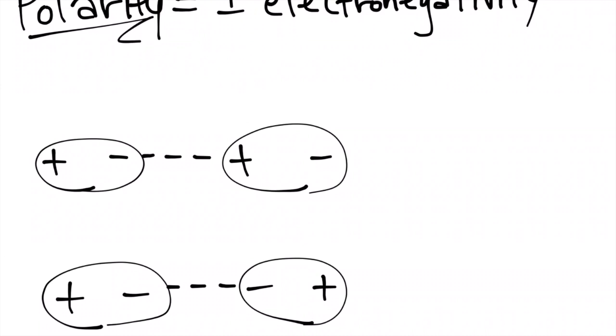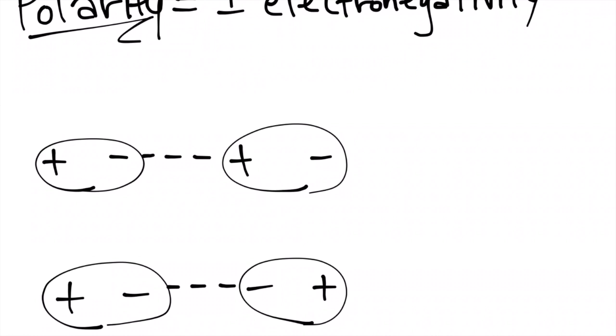Welcome. In this video, we'll be talking about the polarity of bonds and their effects on solubility. Now, to give you guys a jumping off point, when we talk about polarity, it's just a way of saying that the greater the electronegativity difference between the atoms in a bond, the more polar the bond will be.